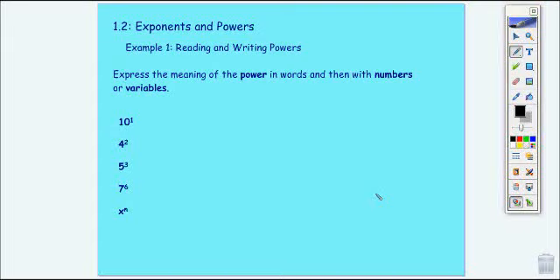So 1.2 is a review of exponents and powers. And we'll start out with example 1 about reading and writing powers. Express the meaning of the power in words and then with numbers or variables. So as we read our first expression, it says 10 to the first. That's how we would say it in words.